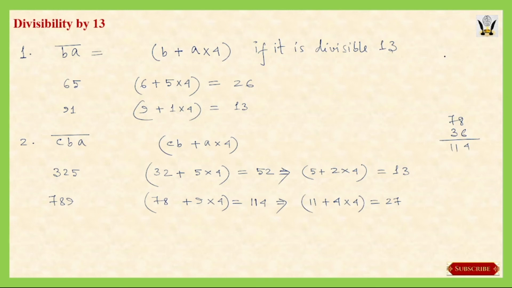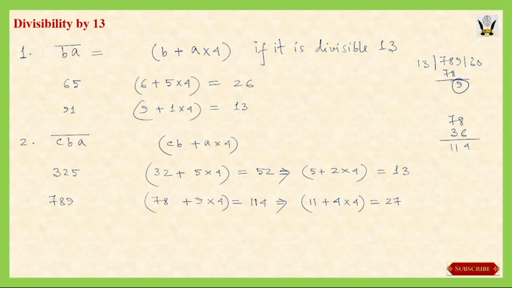Now if we further divide this 789 by 13 separately, then it will be 6, then here it will be 78 and 0, here 9. So we are getting a non-zero remainder. That means 789 is not divisible by 13. So this is how we can check the divisibility by 13 for a 2-digit and 3-digit number.